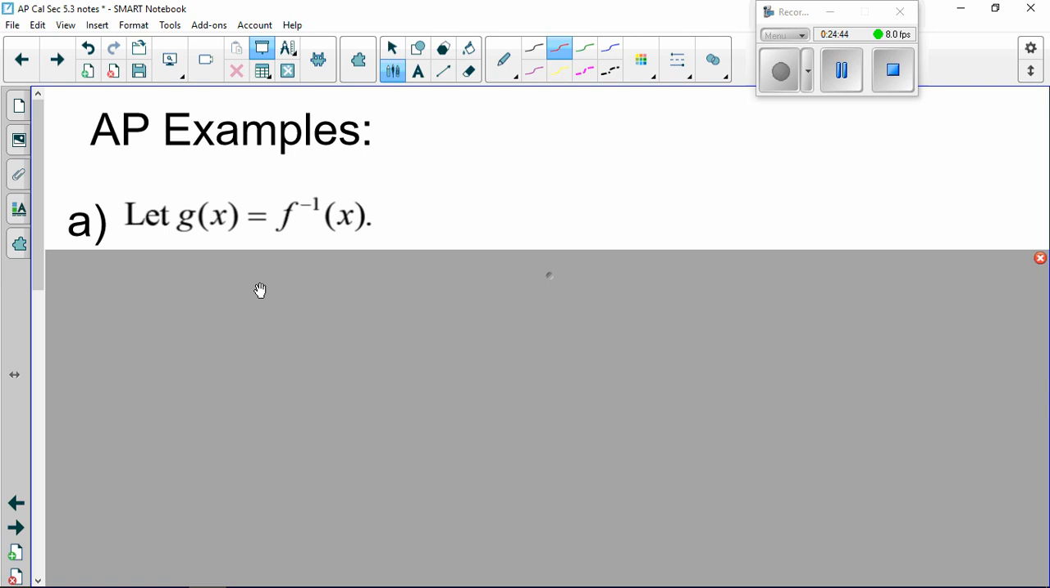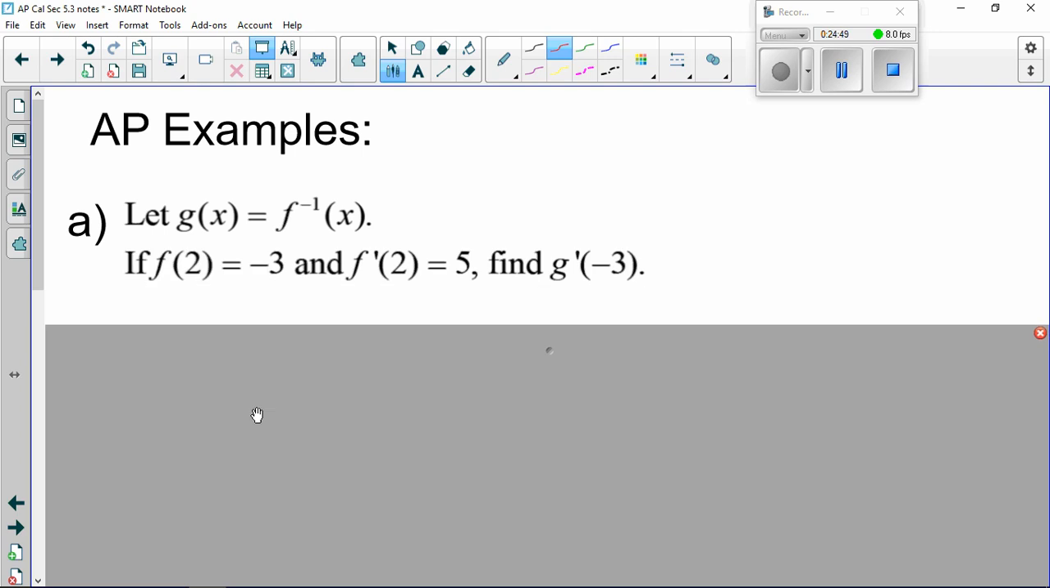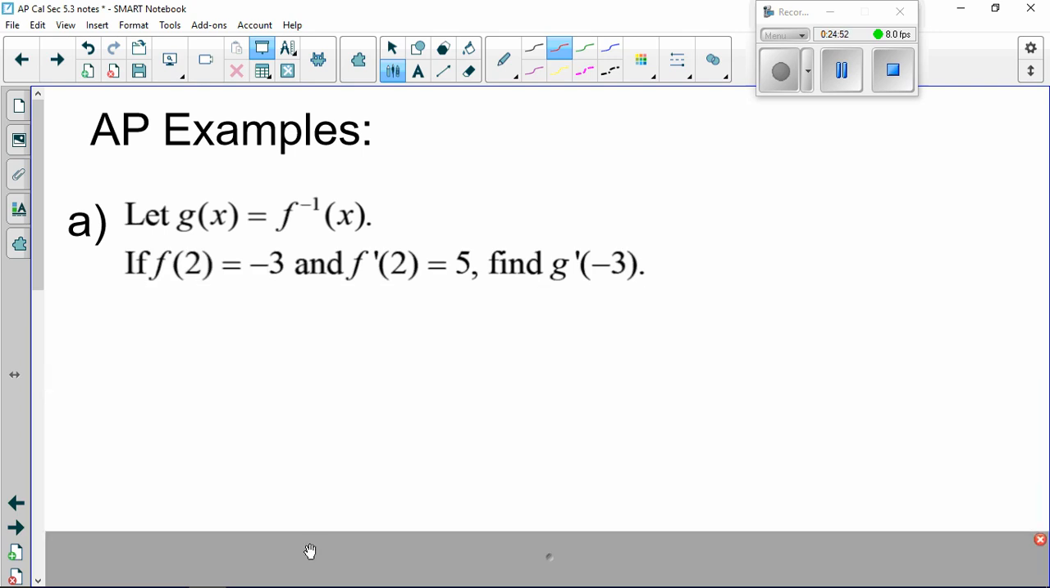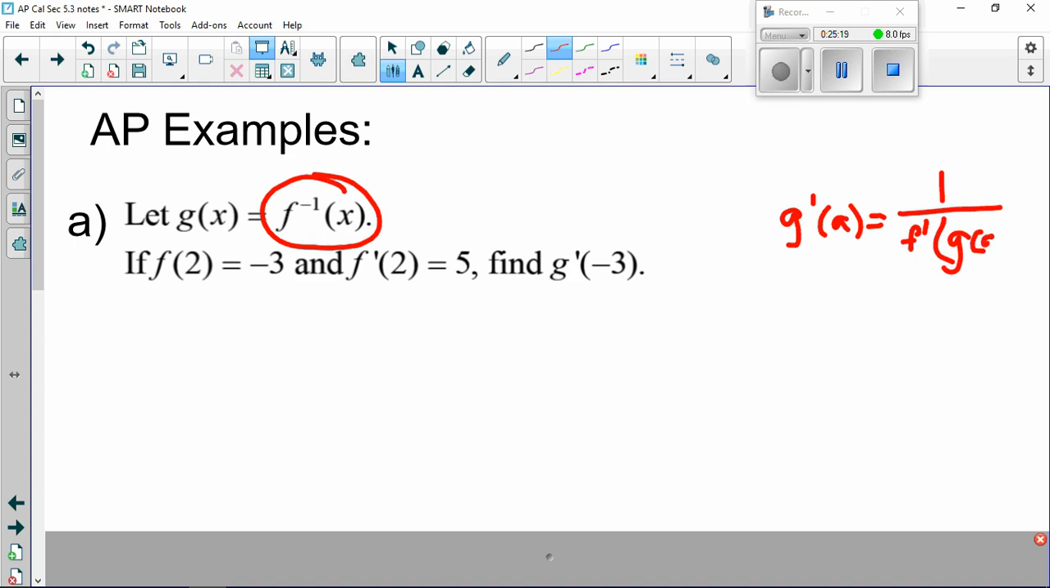So let's look at this first one. Let g of x equal f inverse of x. Okay, so these 2 things are inverses. And this is all the information they gave us. If f of 2 is negative 3, and f prime of 2 is 5, find g prime of negative 3. Well, it's an inverse, so we use our definition from the previous page. G prime of a is going to be 1 over f prime of g of a.